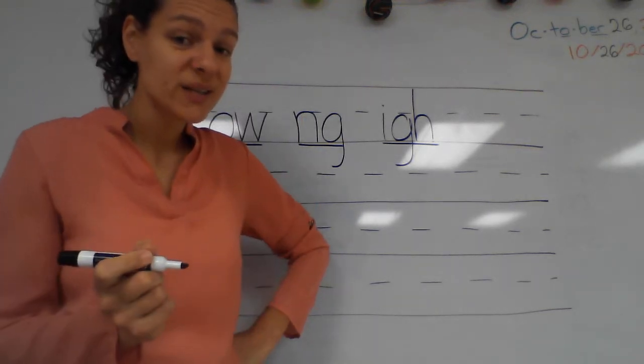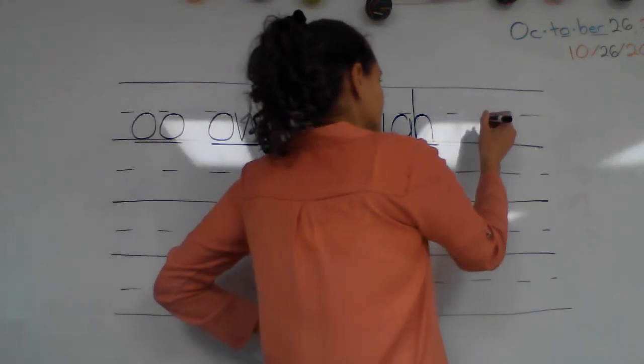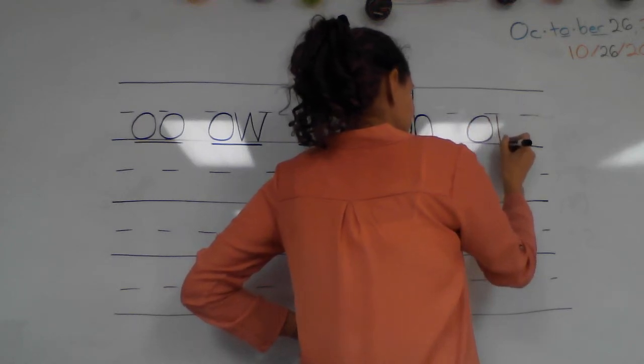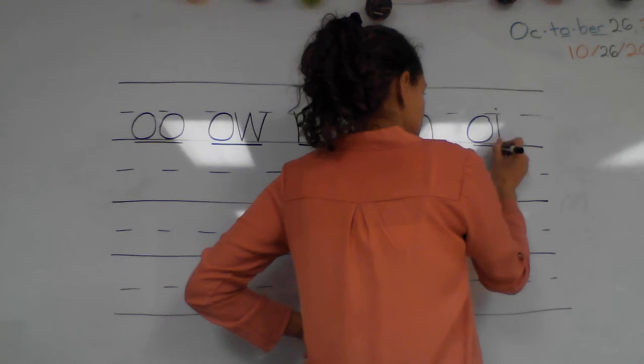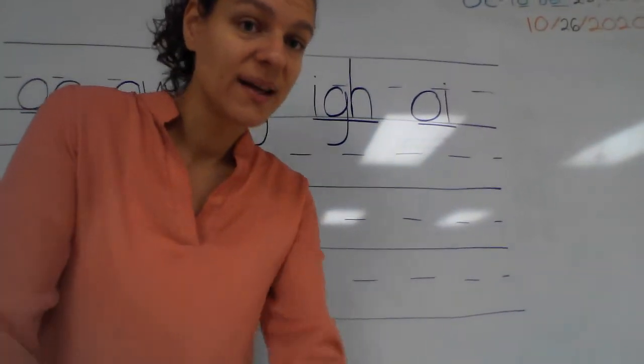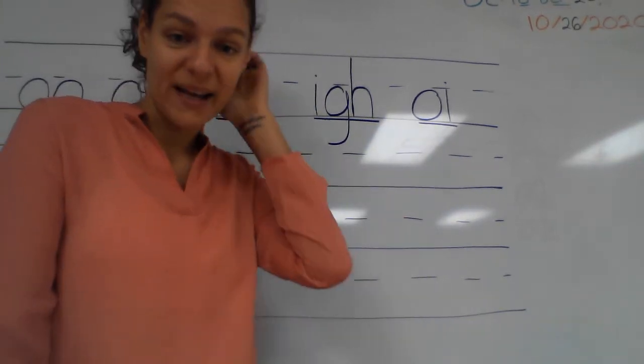All right, class, what did you just write? Good. Oi, that we do not use at the end of English words. This is our oi, that we do not use at the end of English words. So that was a newer one too. So if you didn't get it, write it 3 times. Say it while you write it.